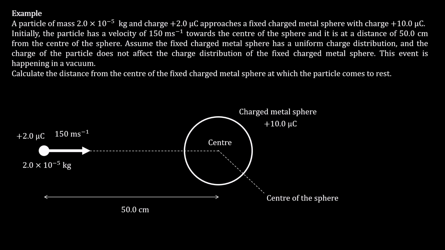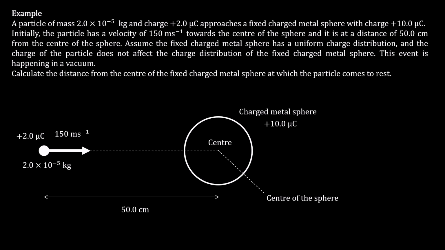In this video, we are going to look at this example. A particle of mass 2.0 × 10^-5 kilograms and charge +2.0 microcoulomb approaches a fixed charged metal sphere with charge +10.0 microcoulomb. Initially, the particle has a velocity of 150 meters per second towards the center of the sphere, and it is at a distance of 50.0 centimeter from the center of the sphere.